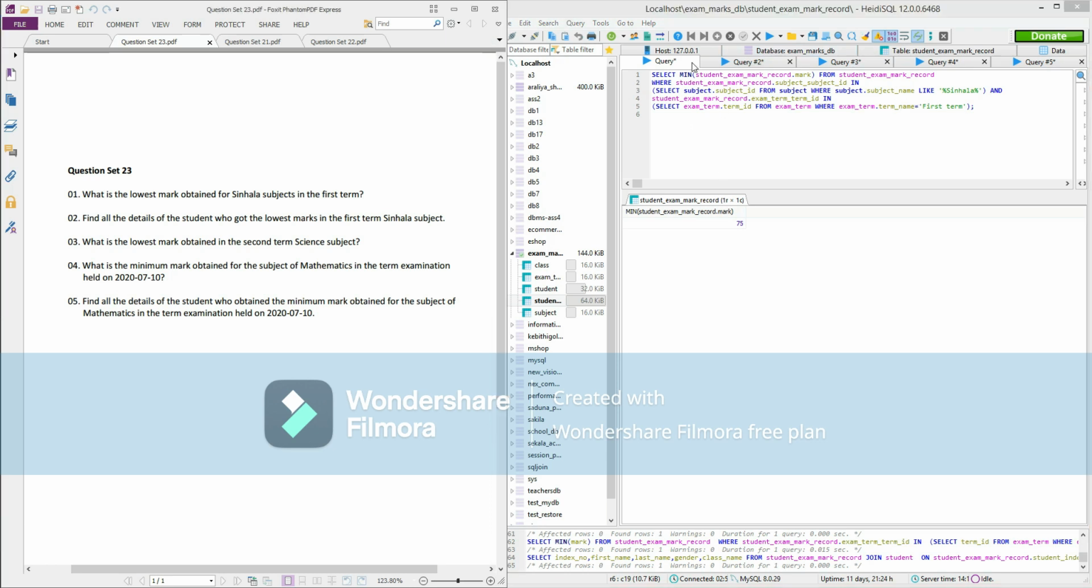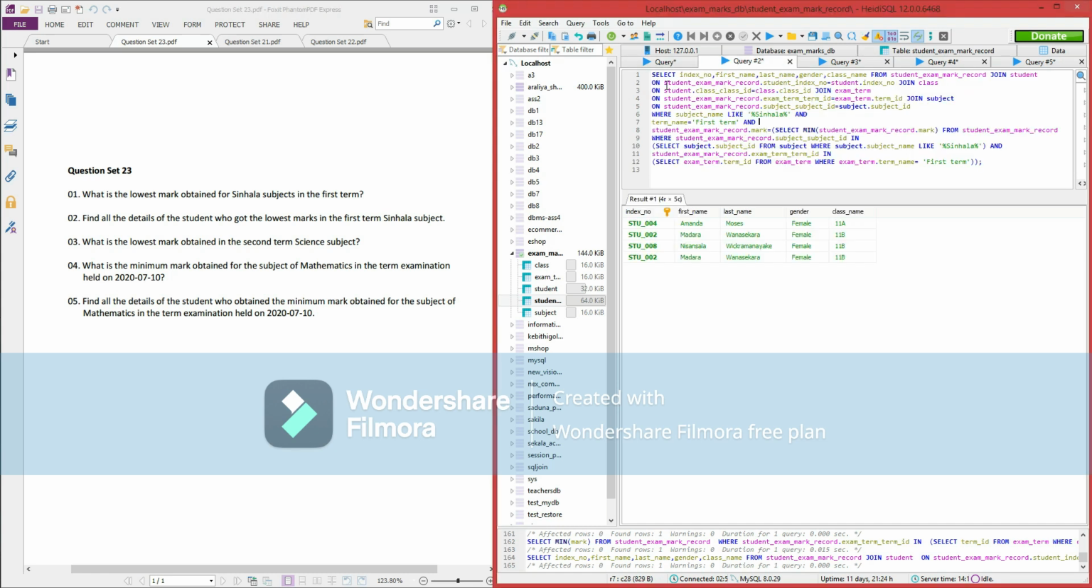In the second question, they are asking find all the details of the student who got the lowest mark in the first term Sinhala subject. For the second query, I have specified the attributes that I want in my search and here I've given select index number, first name, last name, gender and class name and I've joined the student exam mark record table, student table, class table, exam term table and the subject table by their common attributes.